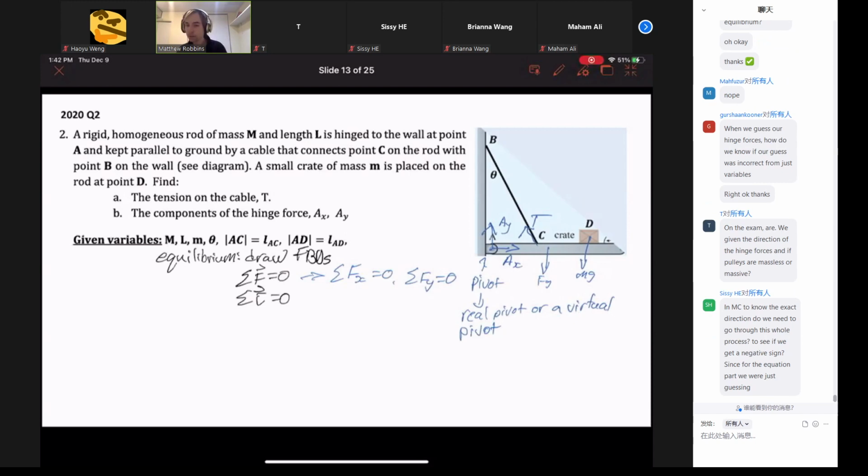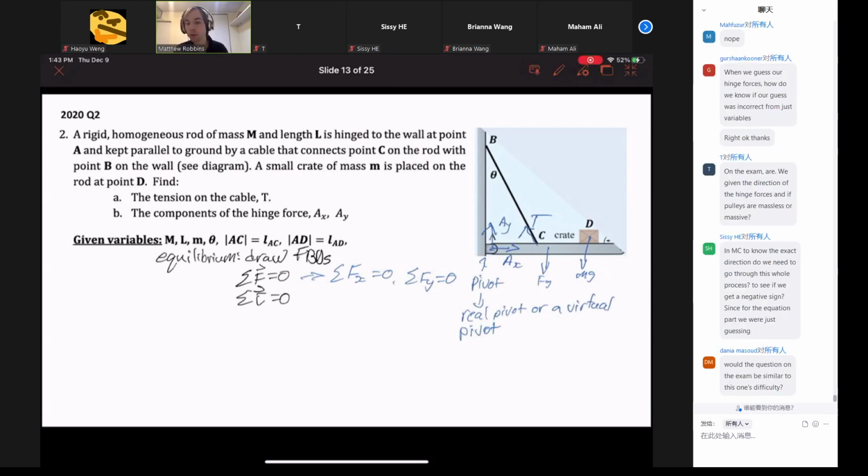Anything else? In the multiple choice question, do we need to know the exact direction? Yeah, so for the multiple choice question, I can't answer that at the moment, or at least I don't remember what the multiple choice question is, but we've made it so that it is doable without having to worry about direction.